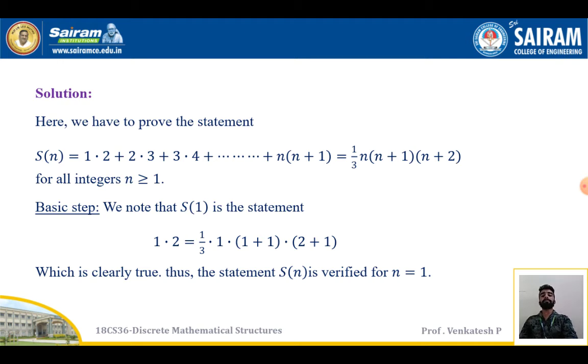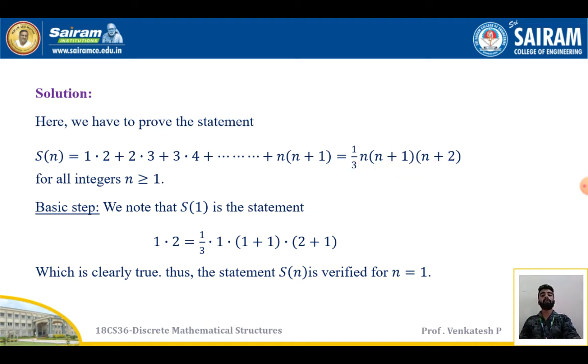So basic step. In the basic step, I must prove the statement is true for S of 1, I mean for n equal to 1 in the above statement. So here if n is equal to 1 and I replace, what will I be getting? 1 into 1 plus 1, that is 1 into 2. 1 into 2 will be equal to 1 by 3, 1 plus 1, 1 plus 2.